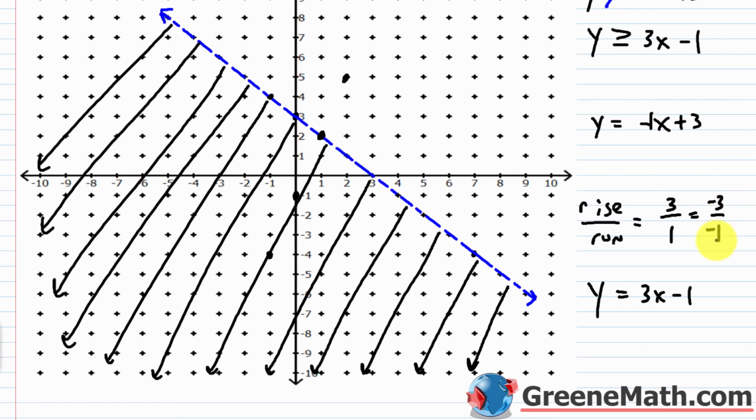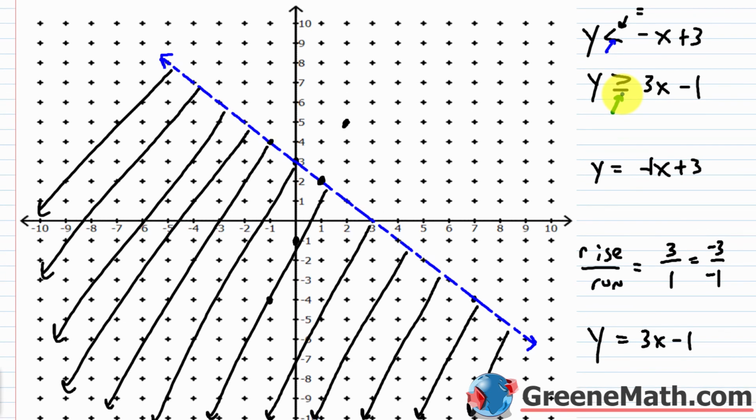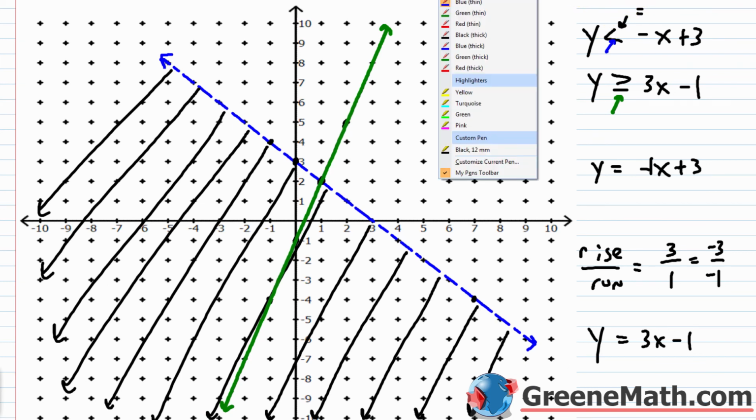Again, think about those tricks. So I'm going to draw this line in green, and this line right here is going to be a solid line because this is a non-strict inequality. Okay, so this is a greater than or equal to, so I want to shade above the line. So I'm going to do that in an orange.